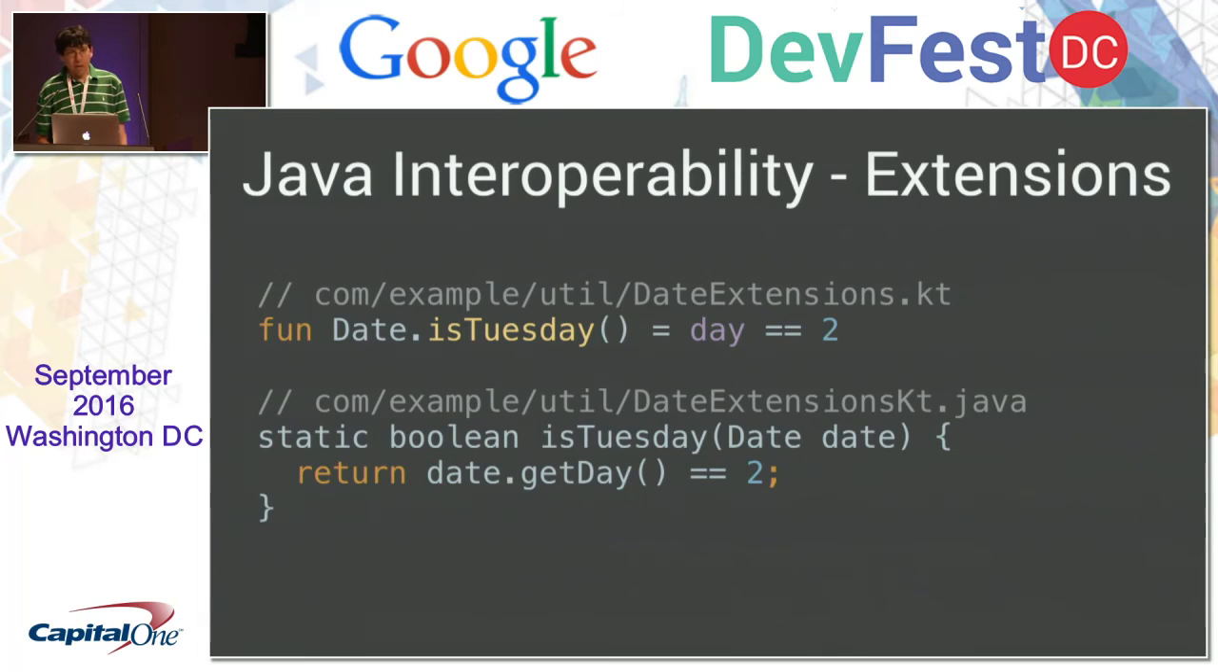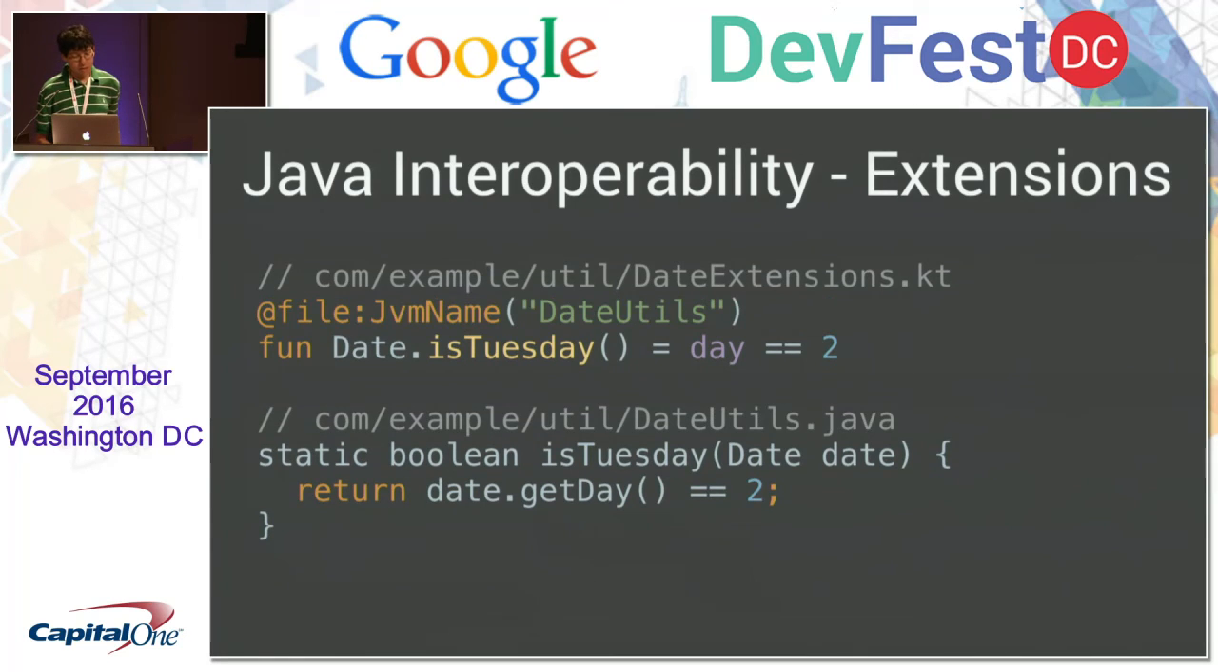What's neat is there's a handful of annotations that Kotlin supports. So you actually can annotate this with the JVM name annotation and allow you to change the file name. So if you didn't like dateExtensionsKT, you can actually just change it to whatever you want.